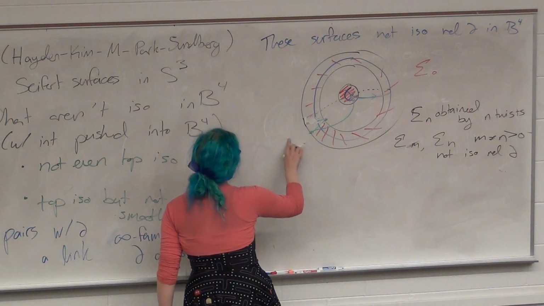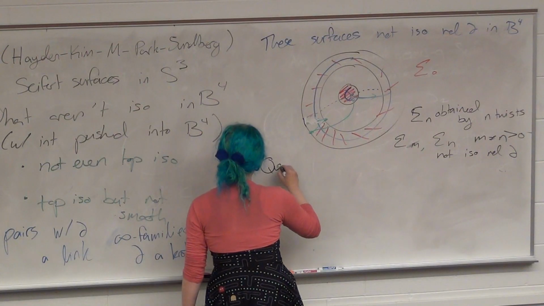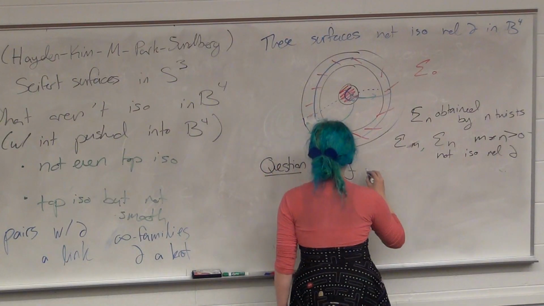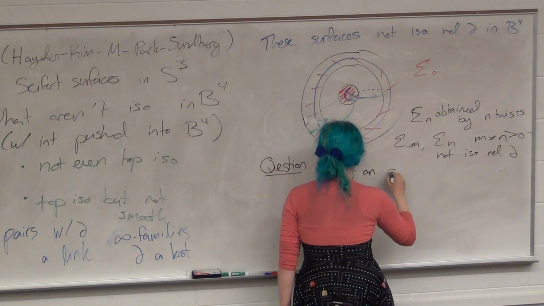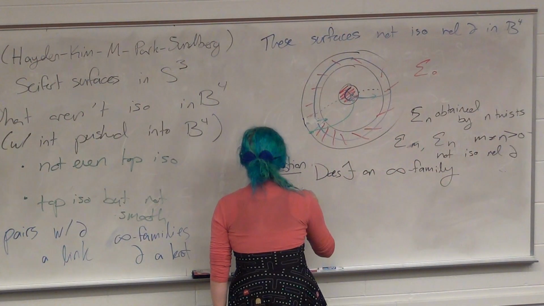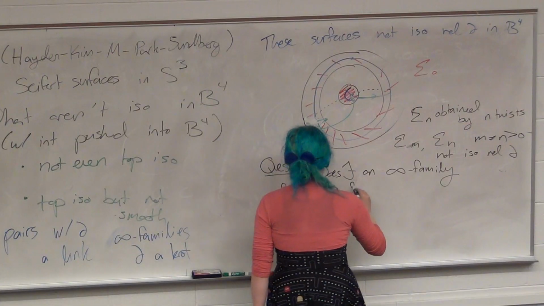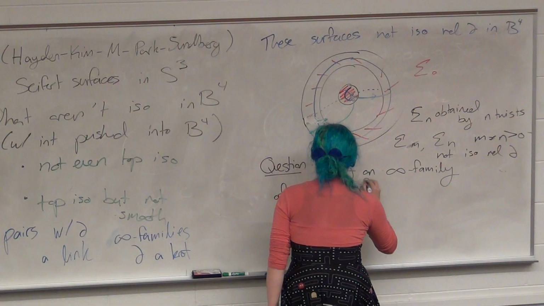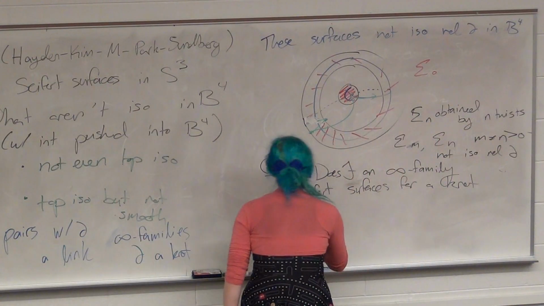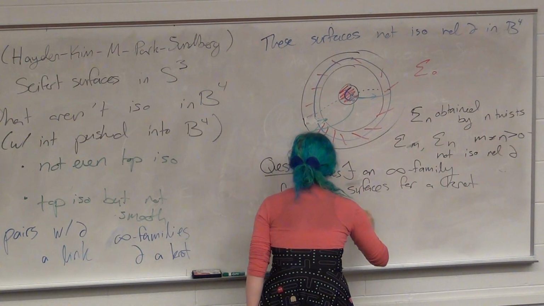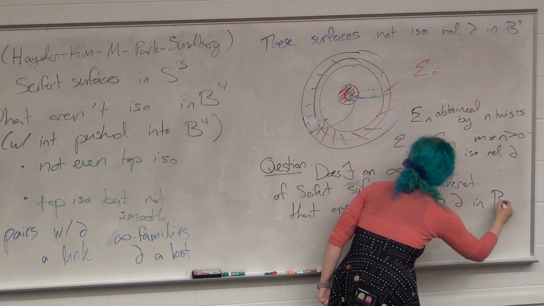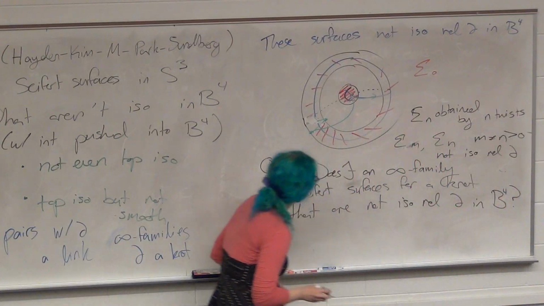So we fundamentally do not know, question: does there exist an infinite family of Seifert surfaces for a knot in S3 that are not isotopic rel boundary in the four-ball? And it's not an exotic question. I don't even know how to do this topologically.